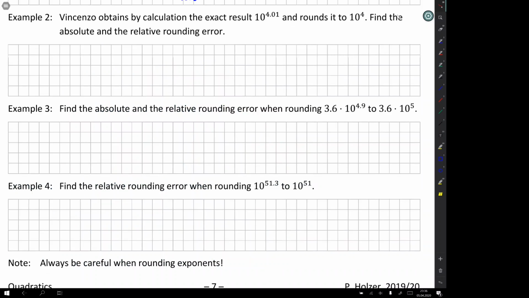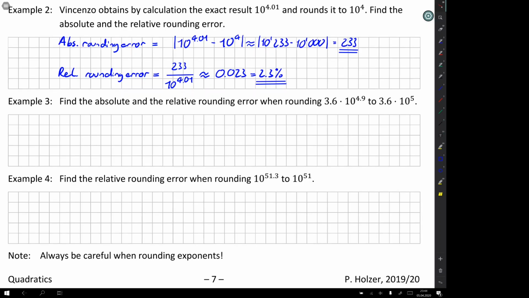In the next examples now, we will round exponents. So here we have 10 to the power of 4.01, and we round it to 10.4. Here you see 10 to the power of 4.9 to 10 to the power of 5. So let us look now at example 2, and again find absolute and relative rounding error. Do that on your own, stop the film, and here comes the result. We get an absolute rounding error of 233 and a relative rounding error of 2.3%.